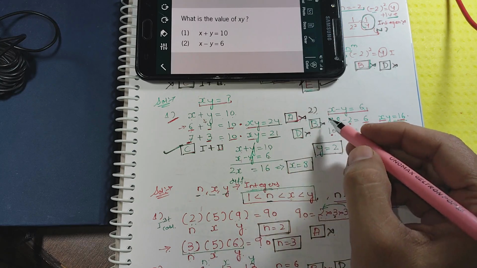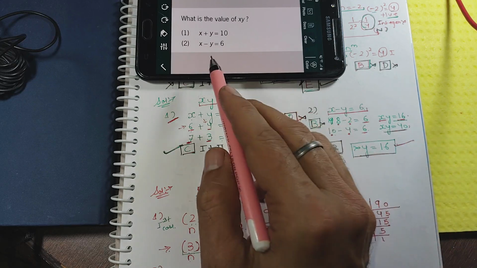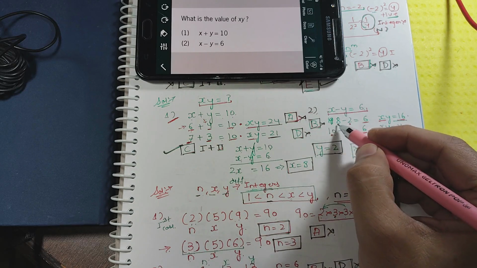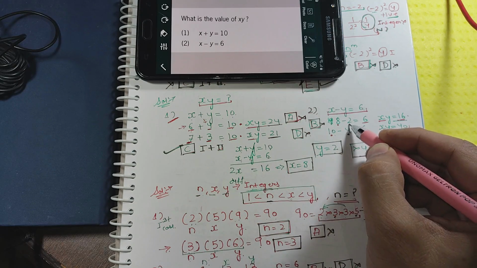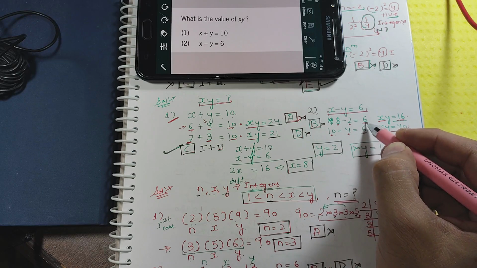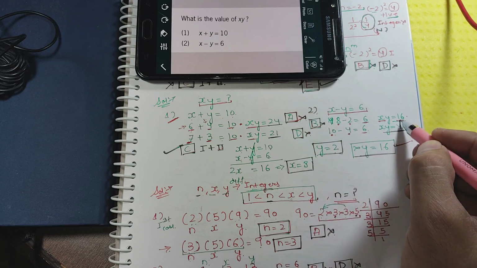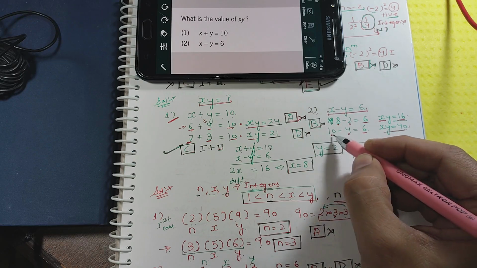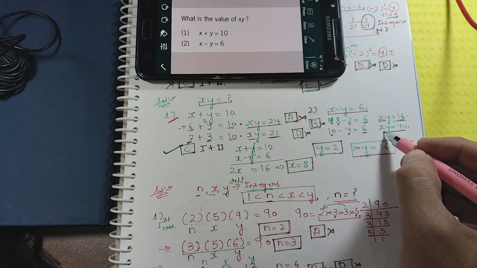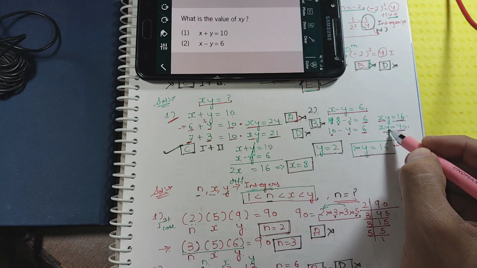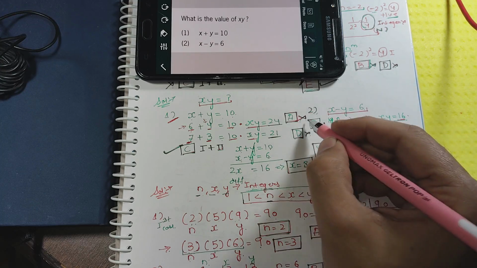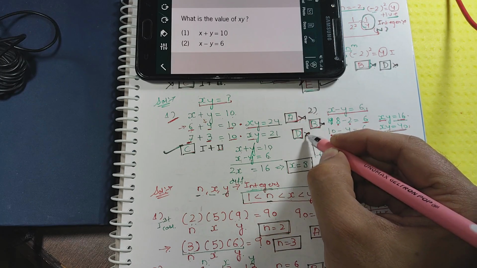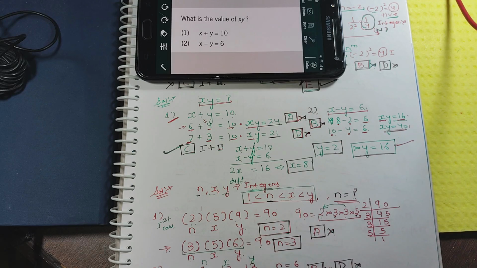Now, moving to statement 2. Statement 2 tells me that x minus y is equal to 6. Again, I can have different values for this. Let us suppose x to be 8, y to be 2. Then 8 minus 2 is 6, and the product xy is 16. If I assume x to be 10 and y to be 4, then 10 minus 4 is 6, but the product is 40. So we're getting different values for xy. So I will say that statement B is also not sufficient, which means statement D, that both the statements alone are sufficient, is also out of question.